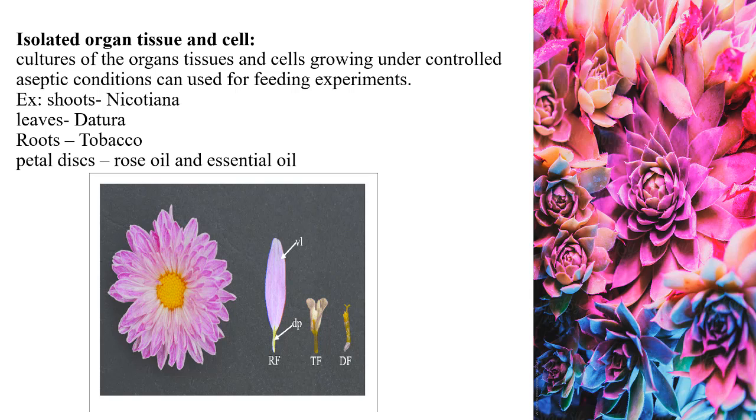For example, petal disc. When we are extracting rose oils or essential oils, we will take this rose petal disc. So if you see here, this is our disc. This will be our petal disc. We will inject the radioactive isotopes into the petal disc, and we will get to know the active metabolite in this. For example, in rose petals, we will extract rose oil from the rose petals.